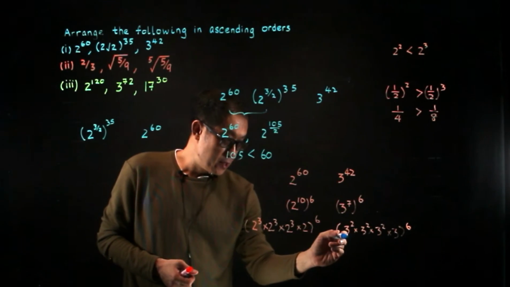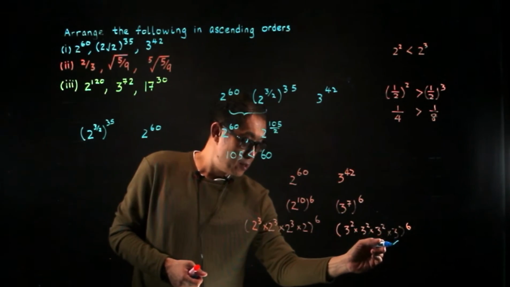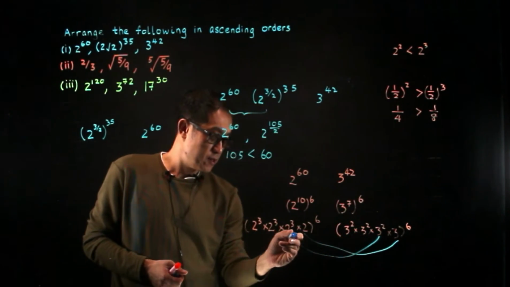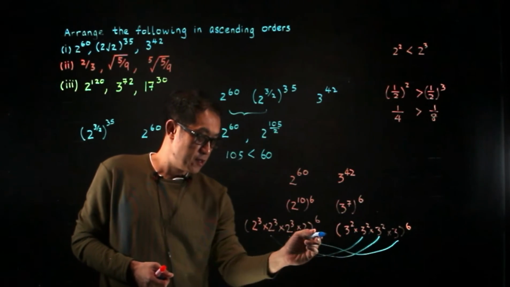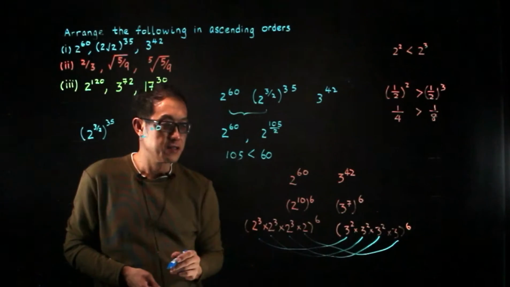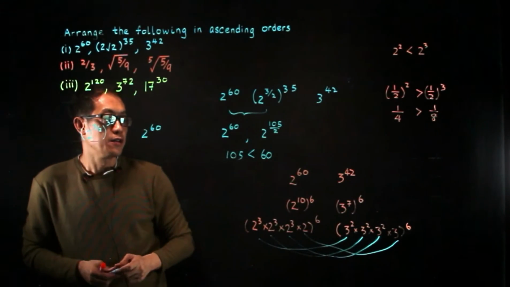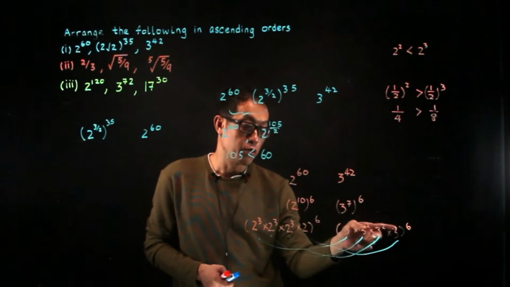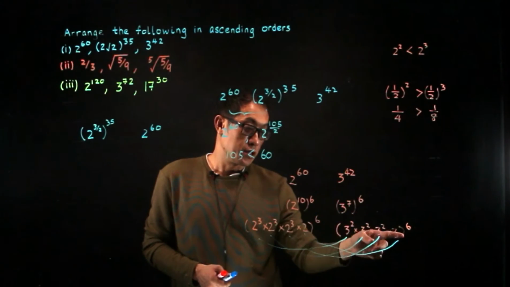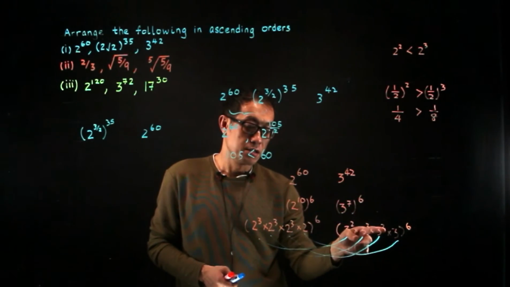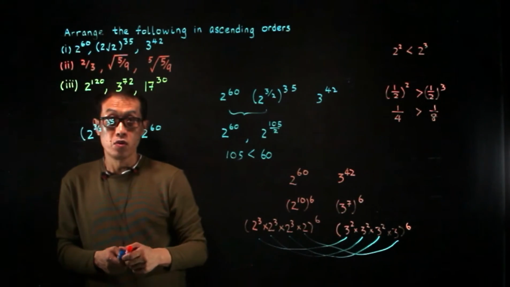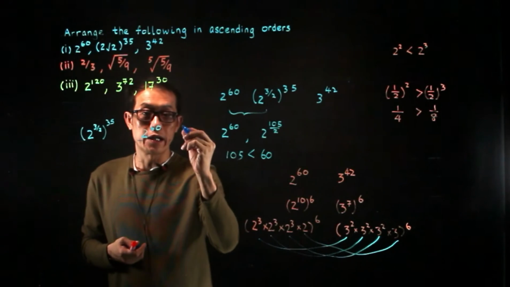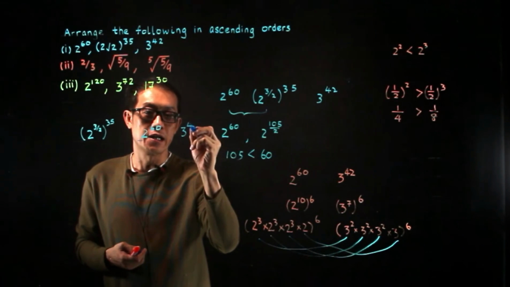So you look at this, this is bigger than this, this is bigger than this, this is bigger than this, and this is bigger than this. Alright. Now each of these terms is bigger than its corresponding term here. So since their powers are the same, you'll find that this is bigger than this. Alright. So 3 to the power 42 will take this place here.